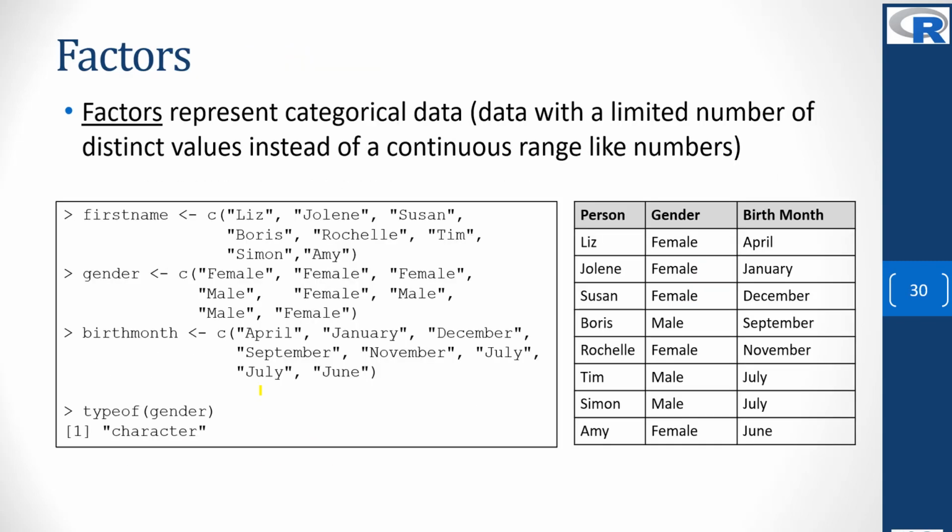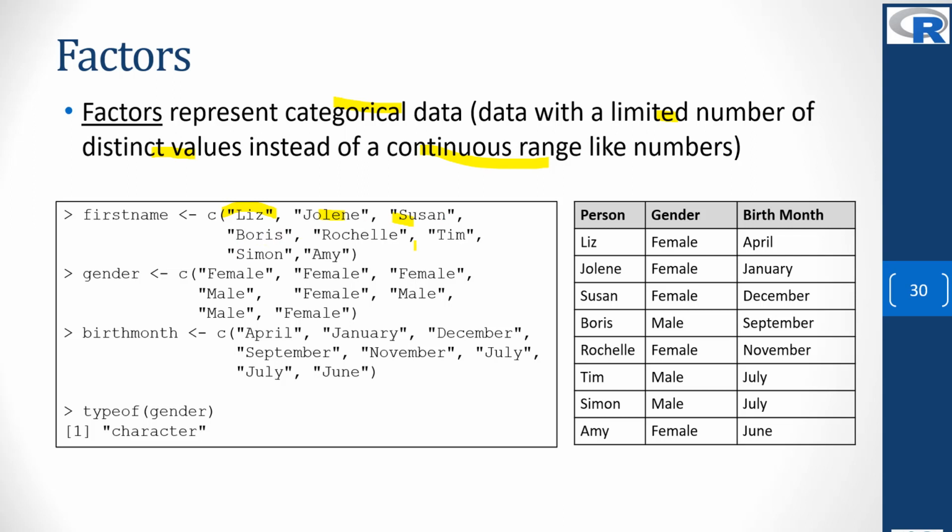So now let's talk about factors. Factors are variables, but unlike quantitative data, factors represent categorical or descriptive data. So it's a different type of data. It's not numeric, which has a continuous range. It's got a limited number of values. For instance, true or false, or gender of male or female. So here we have a vector of factors with the names Liz, Jolene, Susan. And so these are actually strings, but they are treated as factor categorical data.